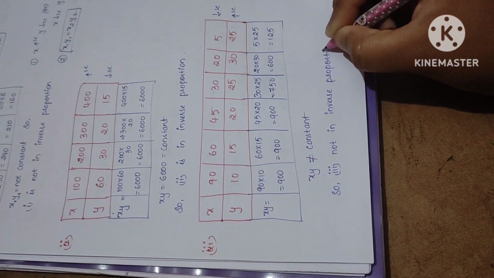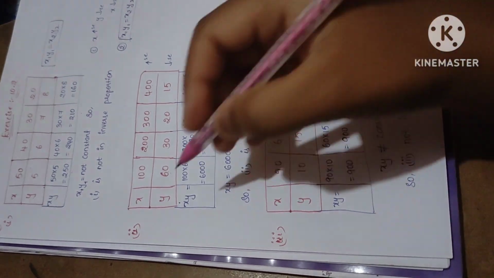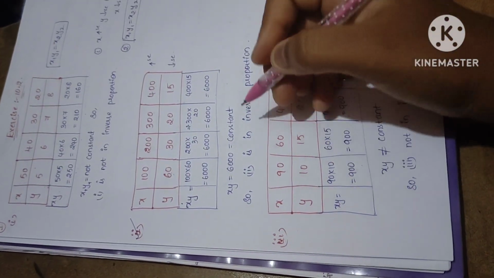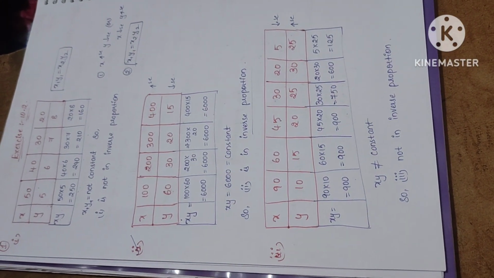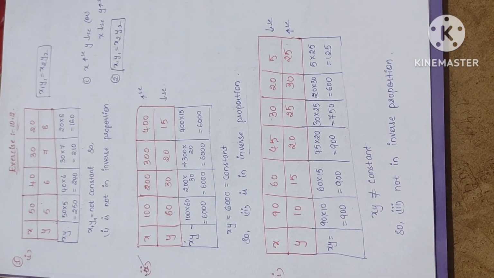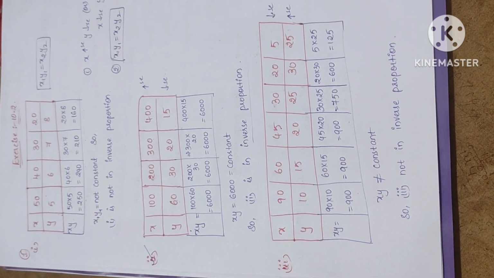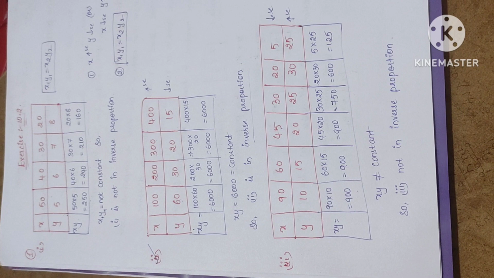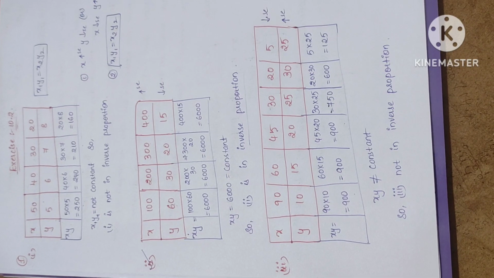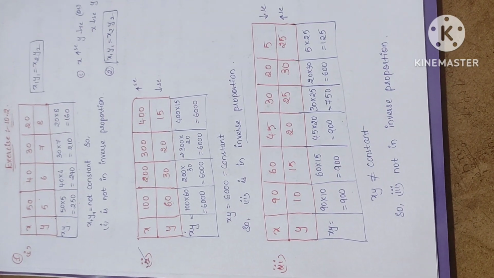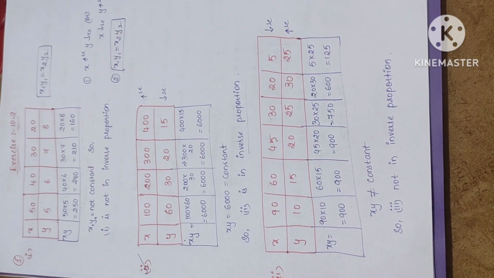So by observing all three problems, we cannot say immediately, when only the first condition is satisfied, that it is in inverse proportion. We have to check the second condition also. If you see the first one, second one and third one, in all three problems, x and y satisfy the first condition. But when you check the second condition, that is xy equal to constant, then the answer is only the second one. First one and third one are not in inverse proportion. So like this we have to check both conditions, then we can say which one is in inverse proportion. So this is our today's video.